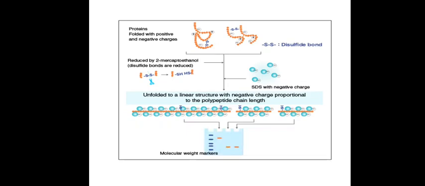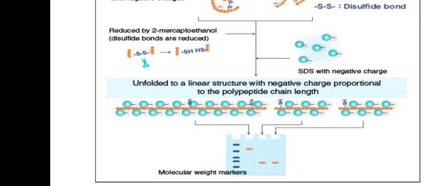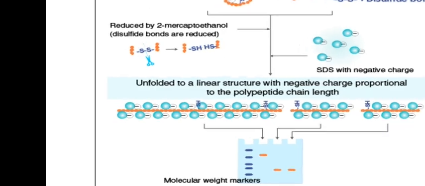So here in SDS PAGE, the proteins can be separated based on the fragment length, but the protein will be present in its primary structure, in the linear polypeptide chain. That is why you are using the SDS. And like agarose gel electrophoresis, here also the separation will be based on the fragment length, the linear length of the polypeptide chain.